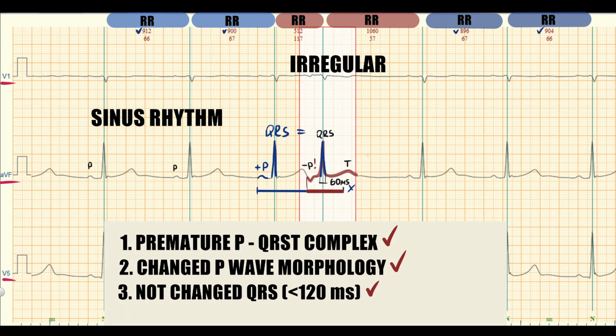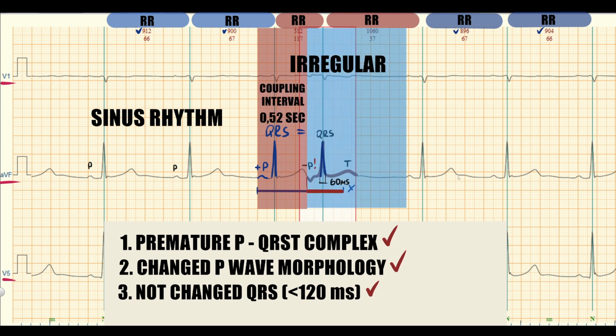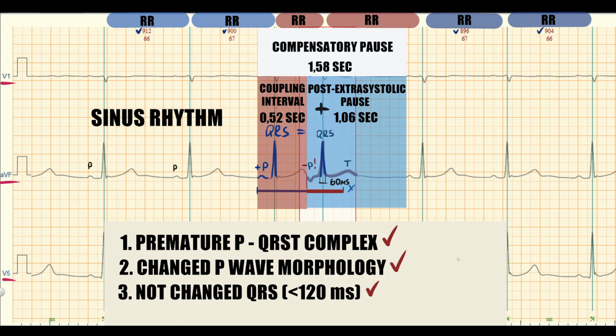And the last criterion, the compensatory pause. For this, let's review the extrasystolic terminology. The interval from the sinus P-wave to the extrasystolic P-wave is called the coupling interval. The interval from the extrasystolic P-wave to the next sinus P-wave is called the post-extrasystolic pause. Together, they form the compensatory pause.